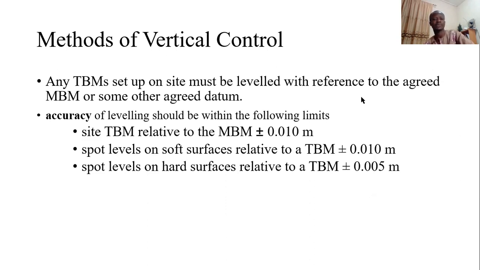For me, I think that is a lot. It's okay. 10 millimeters, that's too much. But anyway, good for you. But as you can see, spot levels on hard surface relative to a TBM to be plus 0.05 meters. So that is 1, 2, 3. That's 5 mil. It's still quite a lot for me. For the project that I worked on sometime past, honestly speaking, this would be just too much of an error.